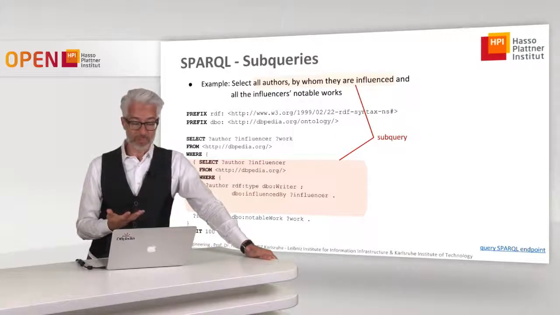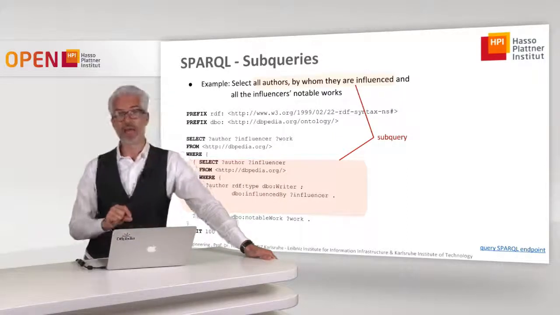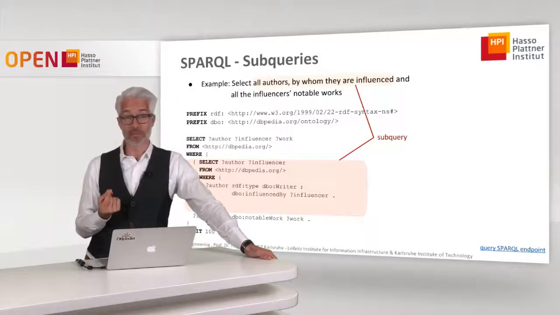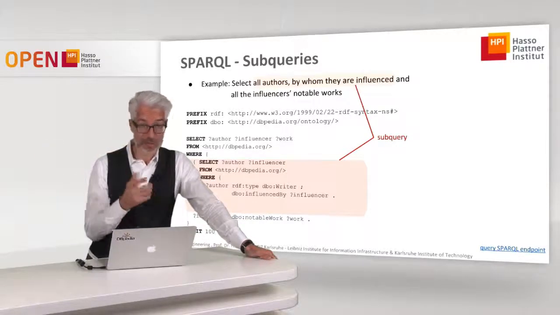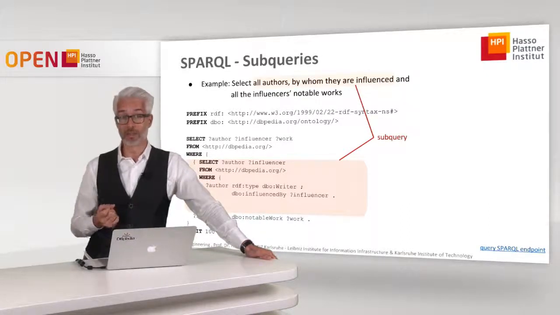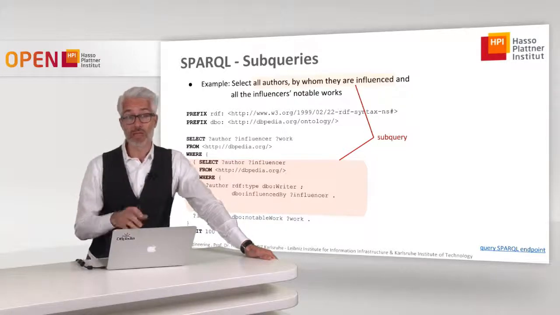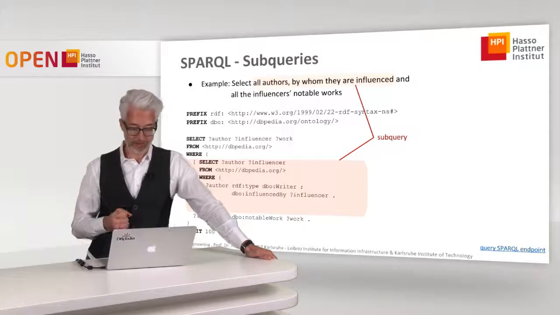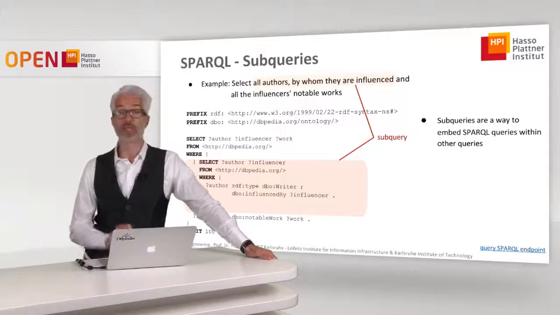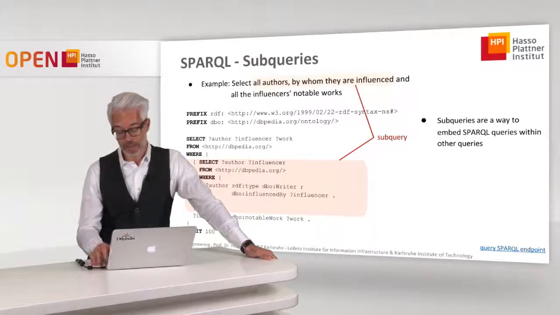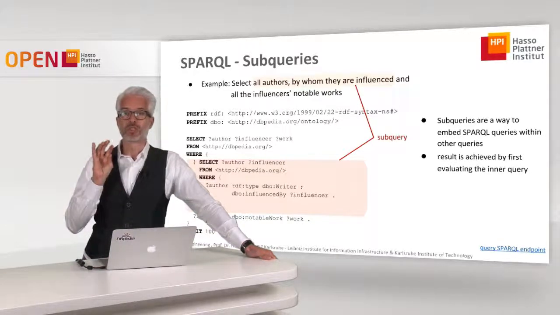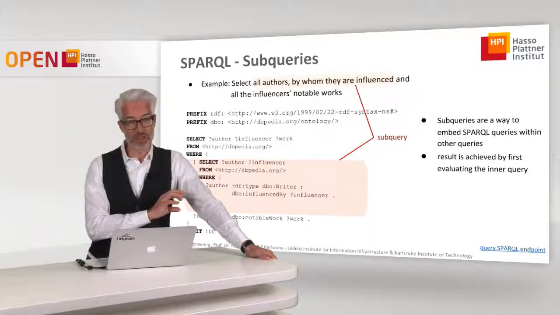Another point would be, for example, you could use aggregate functions in the inner query and, again in the outer query, use another aggregate function on the already aggregated result, which is also something quite nice. And you could combine this, for example, with unaggregated variables. So in combination with the aggregation, you have several possibilities here. So point one would be subqueries are a way to embed SPARQL queries within other queries, of course, and to influence the execution order. The results are achieved first by evaluating the innermost query.